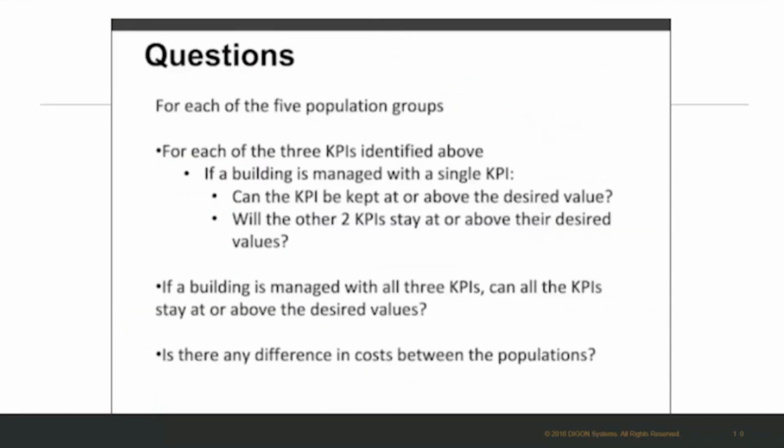Here are the questions we hope to answer with this presentation. For each of the 5 population groups identified, can a single KPI manage the building? And if you manage with 1 KPI, will the other 2 KPIs stay above their target values? Would using all 3 KPIs produce better management? And finally, what is the cost difference between the different populations?